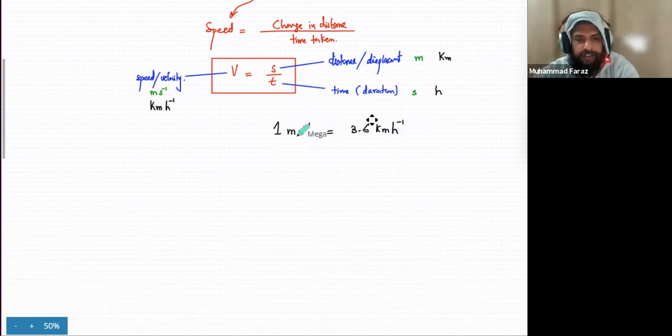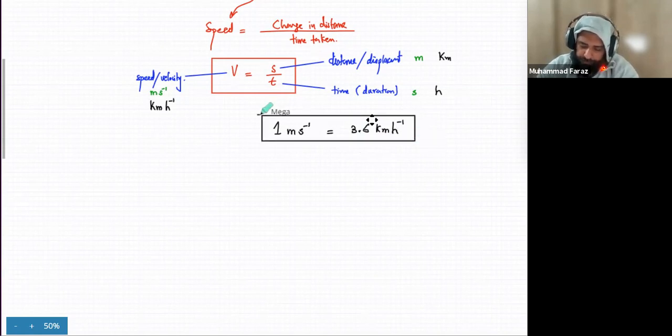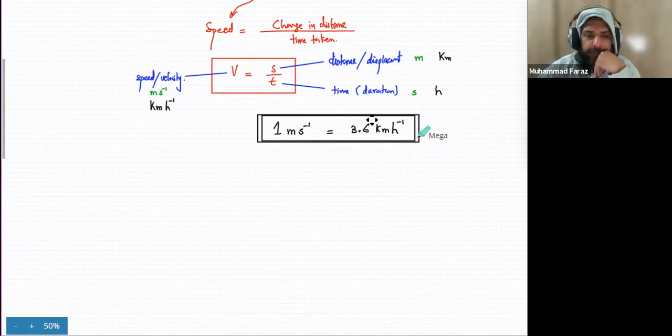So if you are traveling at a speed that you travel 1 meter in 1 second, you will travel 3.6 kilometers in 1 hour. So you need to remember this conversion. It can save you time, and you do not have to convert meters separately to kilometers and seconds separately to hours and then divide. You can just use this relationship to convert meters per second to kilometers per hour directly.